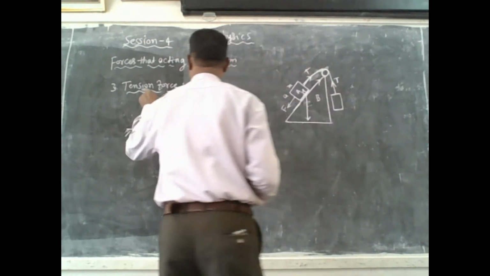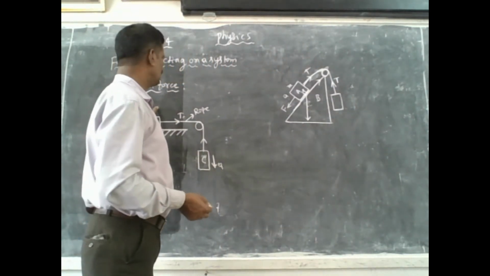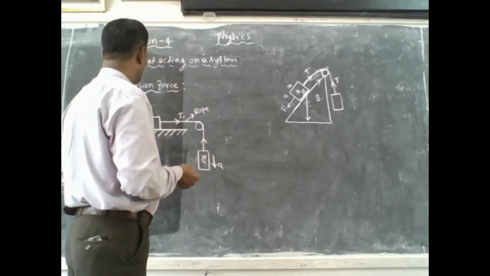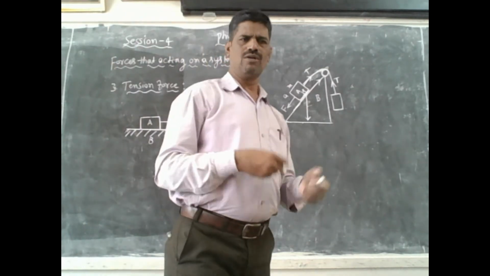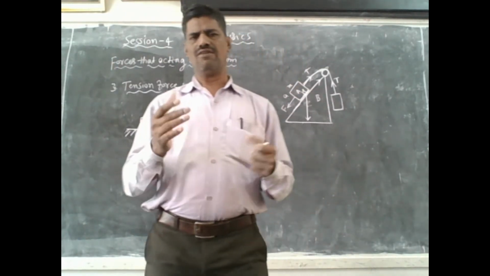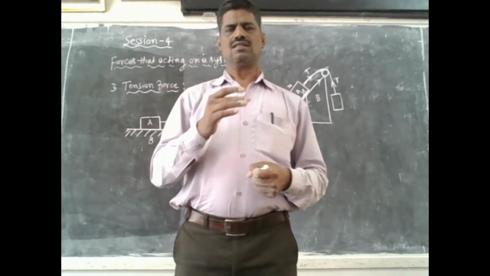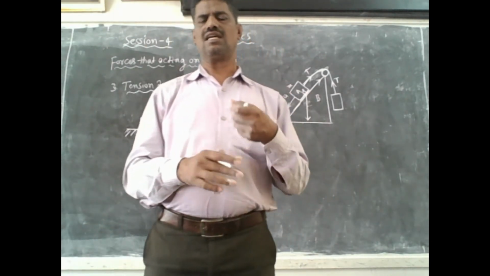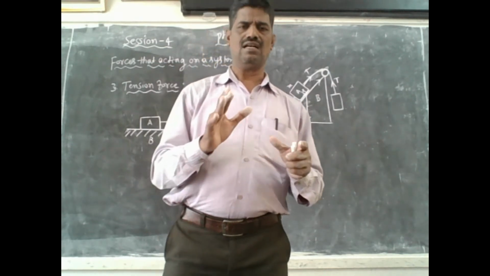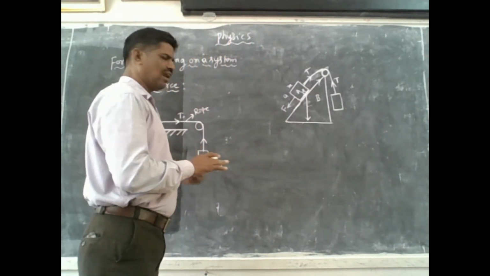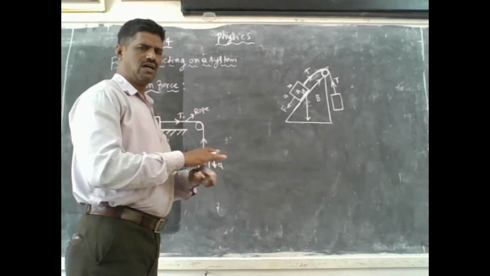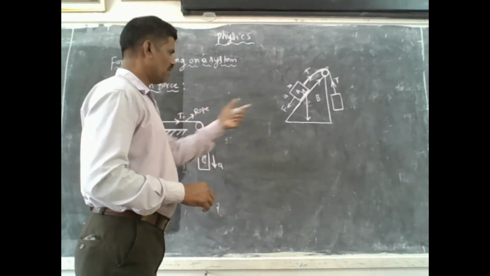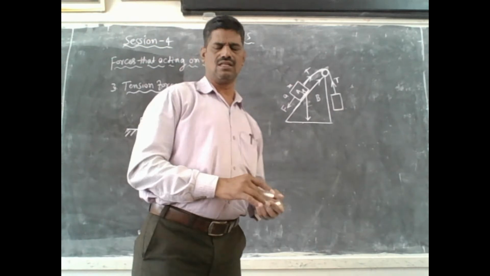So this is the example for tension force. Tension force means when a body is pulled by a rope, the rope is replaced by the tensional forces, and the force is along the length of the rope. And the tension is away from the body. In both the cases you can observe here.